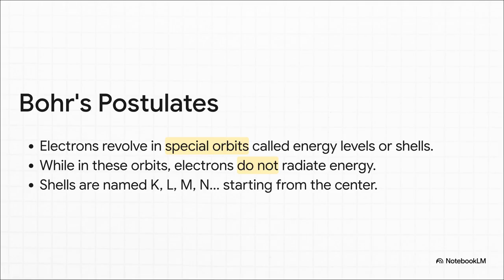And here's the magic part. As long as an electron is in its own special lane, it does not lose any energy. And that's why atoms are stable. These shells have simple names. Starting from the center, we call them K, L, M, N, and so on.